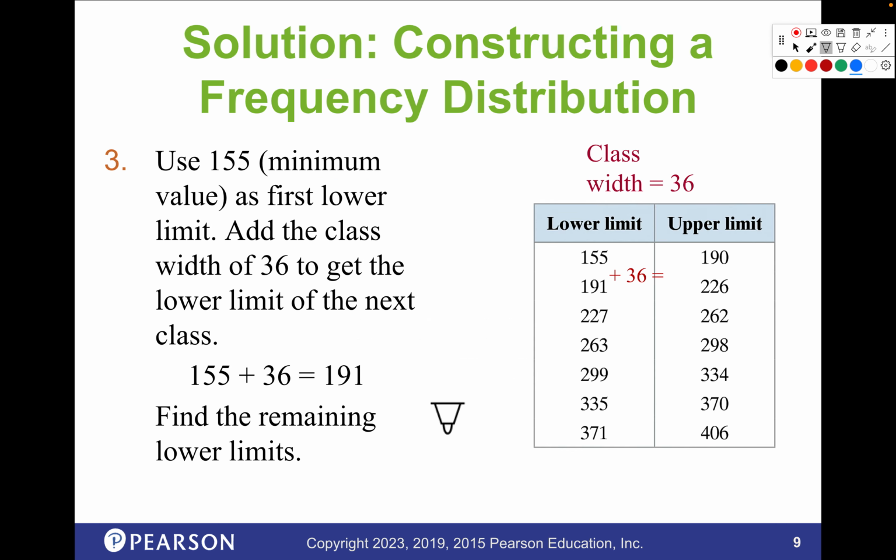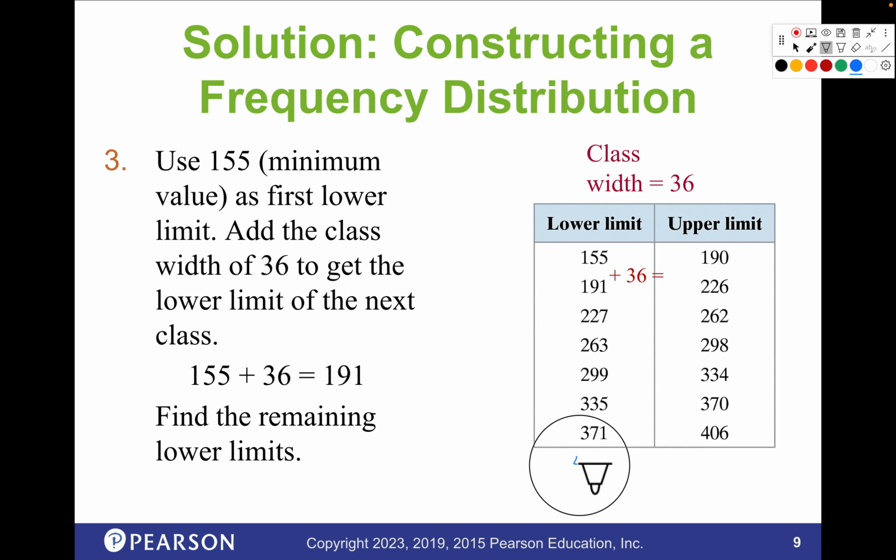So lower limits 155. We added 36. We got 191. Subtract 1, you got 190. And again, they just keep adding 36. You get all the lower class limits, and then you can subtract 1 from the next one and get the upper class limits. Now, the only one you can't really do that for is the 406. I guess you could see the next class limit, 371. If you add 36 to that, you get way too big.